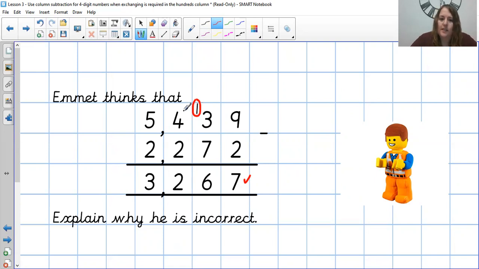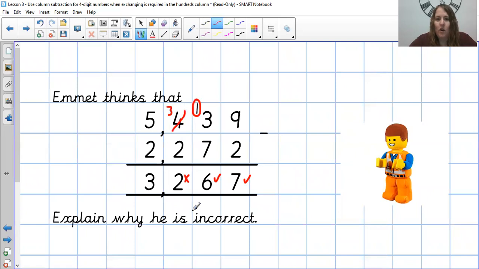So what he should have done is he should have crossed his 400s out and left them with 3. And then he's exchanged and he's got one of the hundreds over here into the tens column, because 13 take away 7 is 6. But he didn't do this step here that I've done in red, because now when we do 3 take away 2, this is not 2.